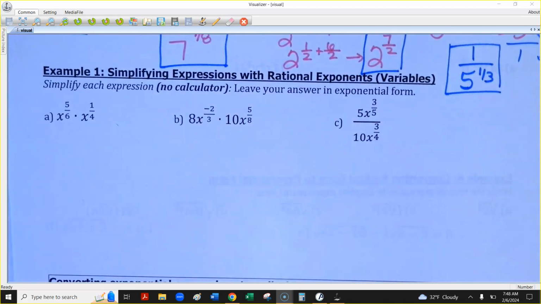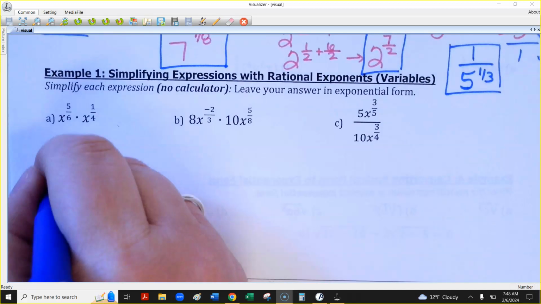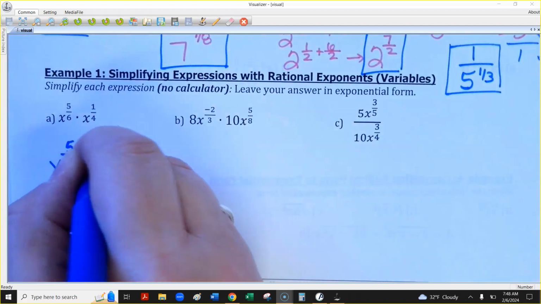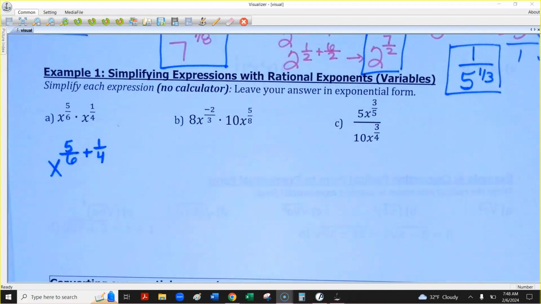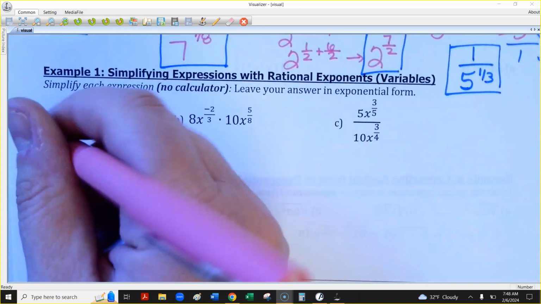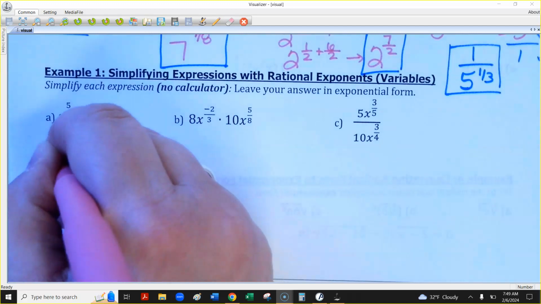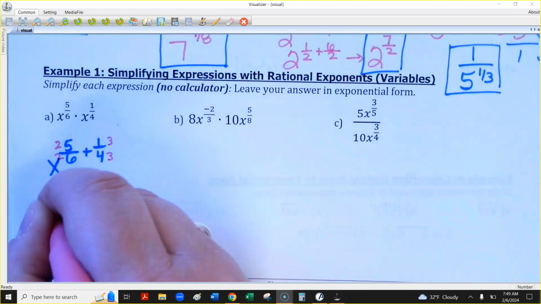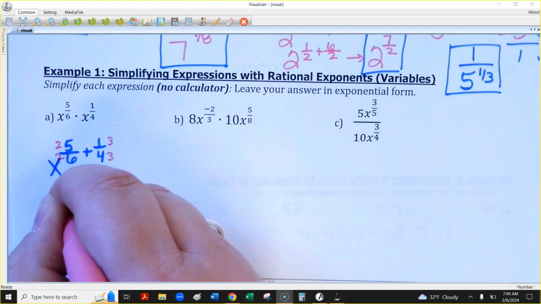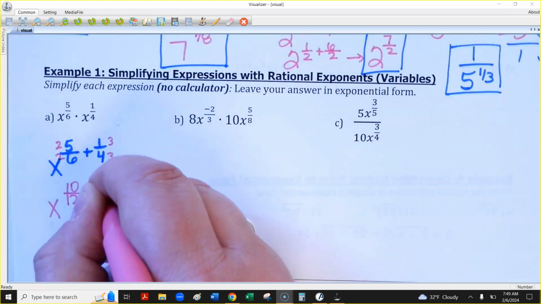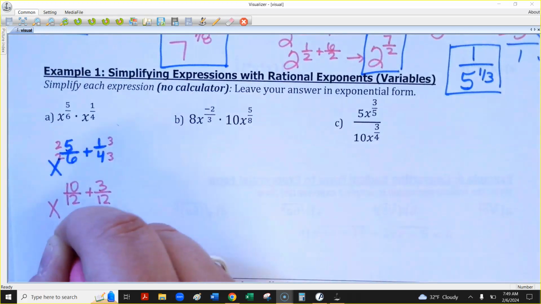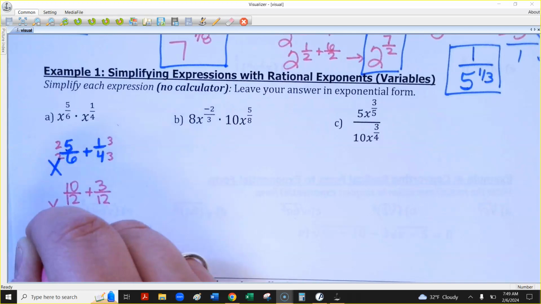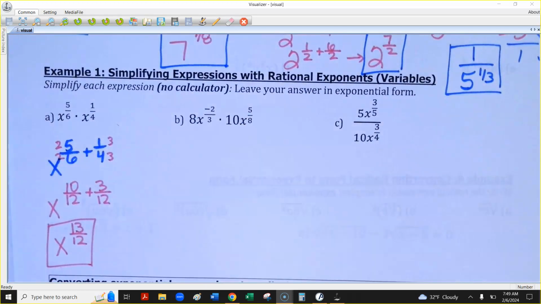Okay, now, it works the same way with variables. So if I have x to the 5/6 times x to the 1/4, my base here is x. So I would add 5/6 and 1/4. What would you use as a common denominator between 6 and 4? I'd probably use 12. You could use 24 if you want to. 12 would be a little smaller to work with. So let's see, top and bottom here by 2, top and bottom here by 3. So I would have 10/12 plus 3/12. And then you just go ahead and add those. Keep the denominator the same once you've got it. So this would be the 13/12 power.